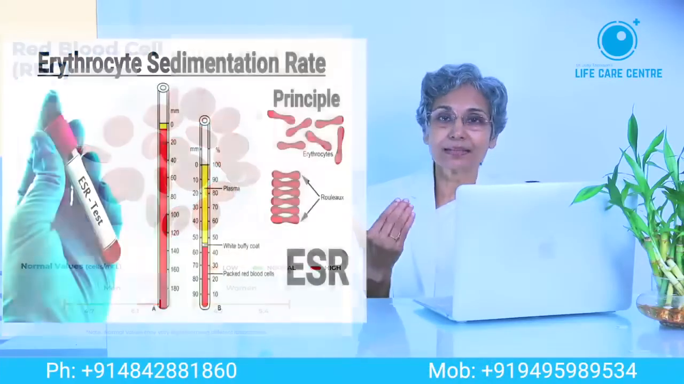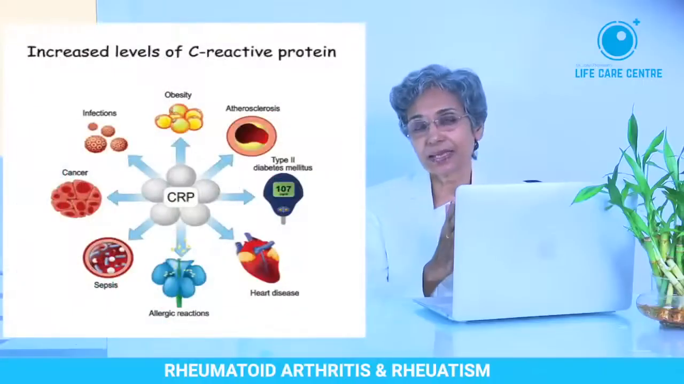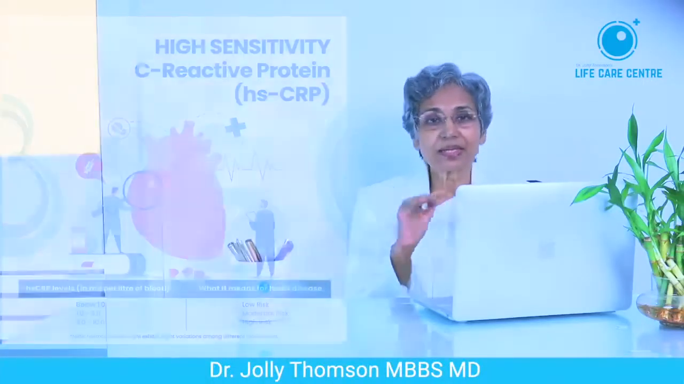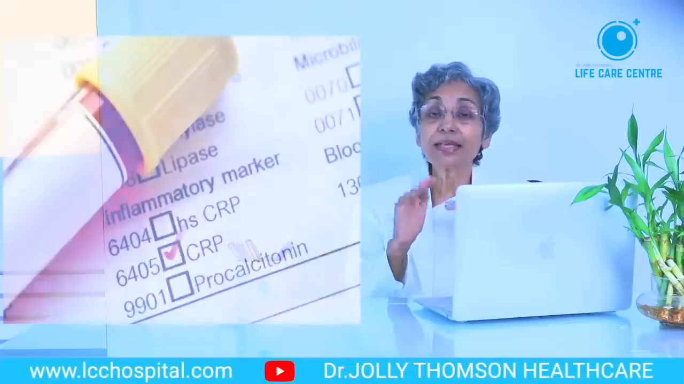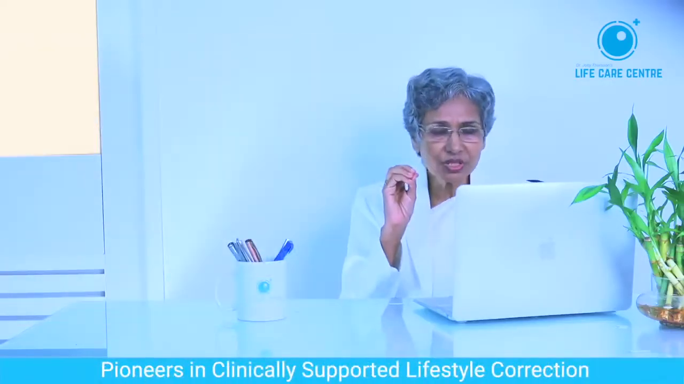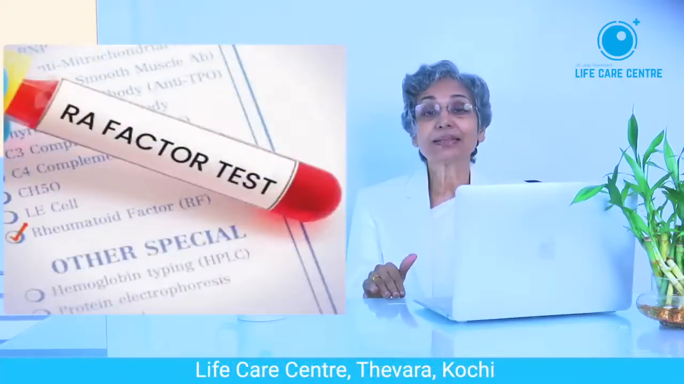And next is ESR, erythrocyte sedimentation rate, that will be high. And the CRP and HCRP are actually inflammatory markers. ESR, HCRP, SCRP, etc. are inflammatory markers, and those will be increased. And when we come to the specific diagnosis, autoimmune antibodies like RA factor and anti-CCP will be increased.